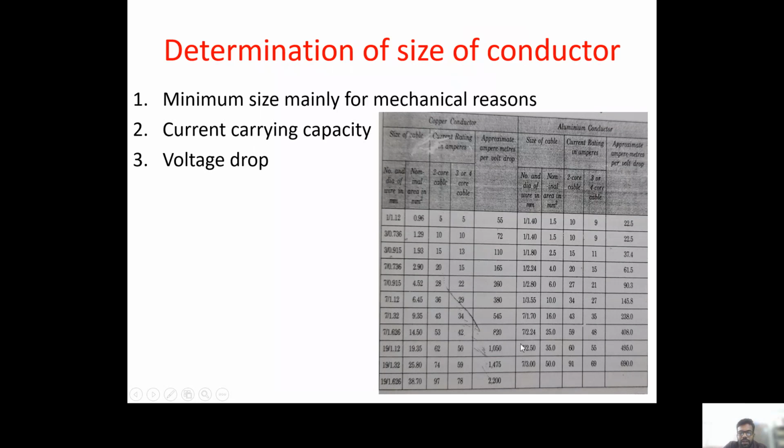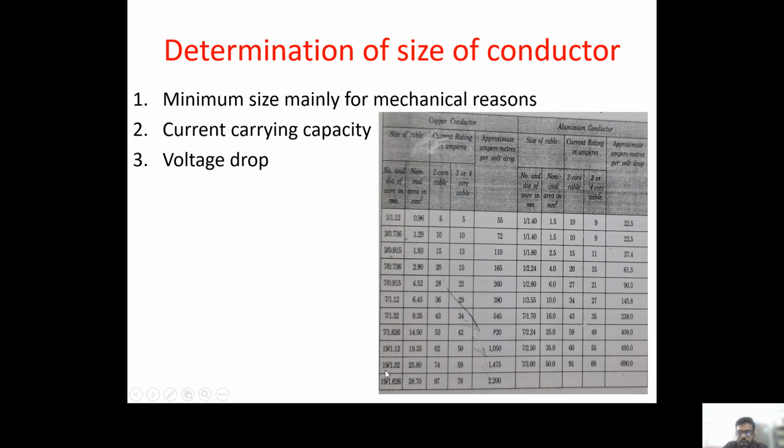After calculating the approximate ampere meters per volt drop, we have to observe the table which I explained in the previous session. We have to go to that particular table. Here 1240 is not given. For that purpose, as I told yesterday, we need to check for the next rating. The next rating is 1475, so we have to consider this rating.